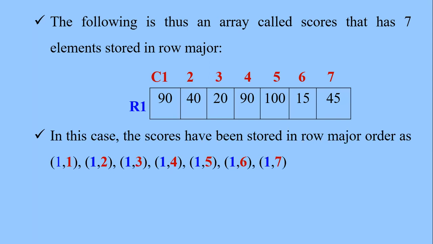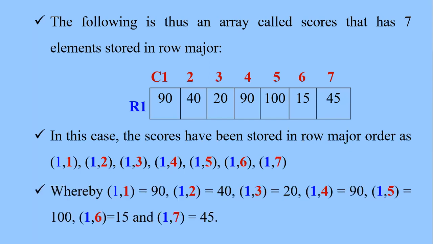And therefore, the scores have been stored in row major order as row 1, column 1, row 1, column 2, row 1, column 3, row 1, column 4, row 1, column 5, row 1, column 6, and row 1, column 7. Whereby row 1, column 1 refers to element 90. Row 1, column 2 refers to the element 40. Row 1, column 3 refers to the element 20. Row 1, column 4 refers to element 90.